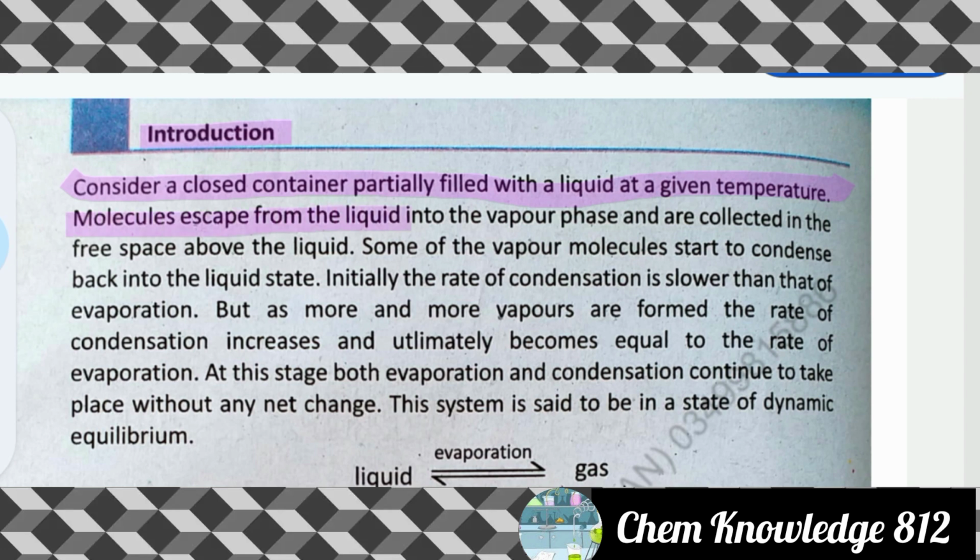Molecules escape from the liquid into the vapor phase and are collected in the free space above the liquid. Some of the vapor molecules start to condense back into the liquid state. Initially, the rate of condensation is slower than that of evaporation. But as more and more vapors are formed, the rate of condensation increases and ultimately becomes equal to the rate of evaporation. At this stage, both evaporation and condensation continue to take place without any net change. This system is said to be in a state of dynamic equilibrium.